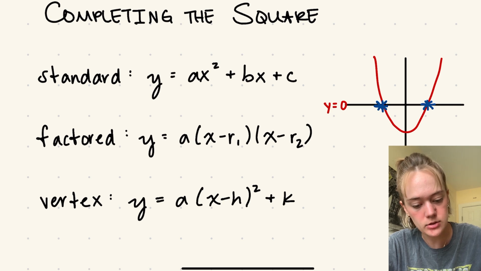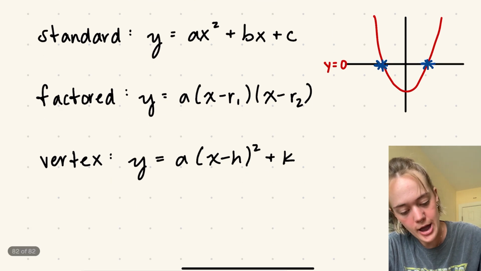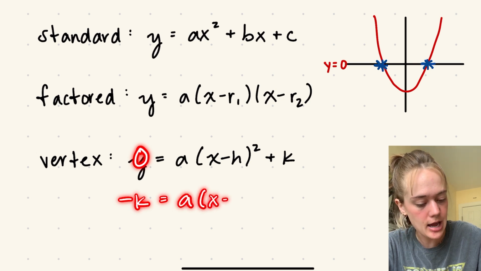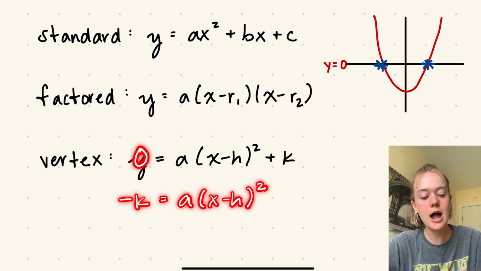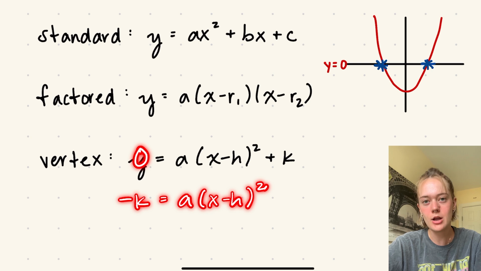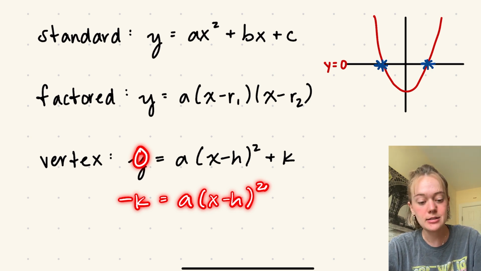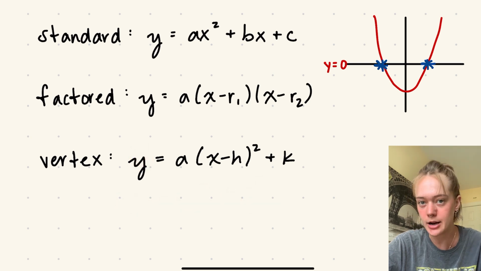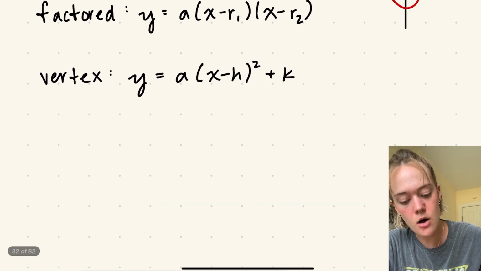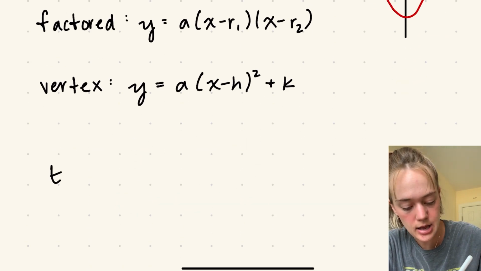So when we're thinking about solving it, we will have our y is equal to 0, and then we could probably move that k on the other side. We'll have this a times x minus h squared, and that's the form that we're shooting for when we are trying to complete the square, because this is pretty simple to solve for x, right? We just use algebraic operations. So let's look at how this works in an example.